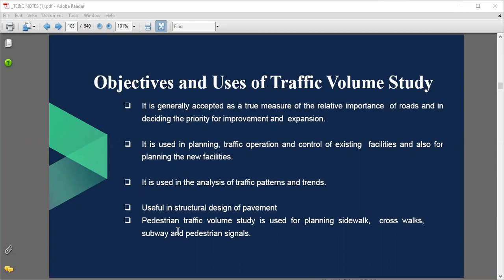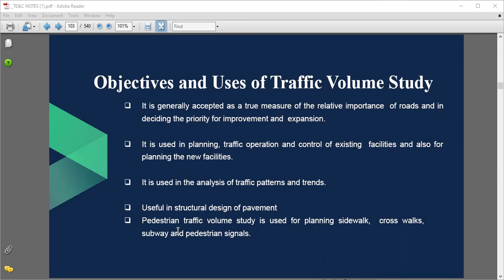If that count is more, then a greater width will be provided, depending upon the traffic volume of those pedestrians. So these are very important parameters among the objectives of the traffic volume study, and that is the most important for the expansion and improvement of the road.